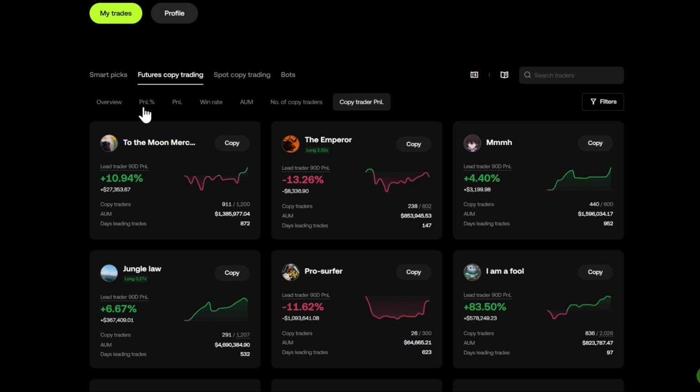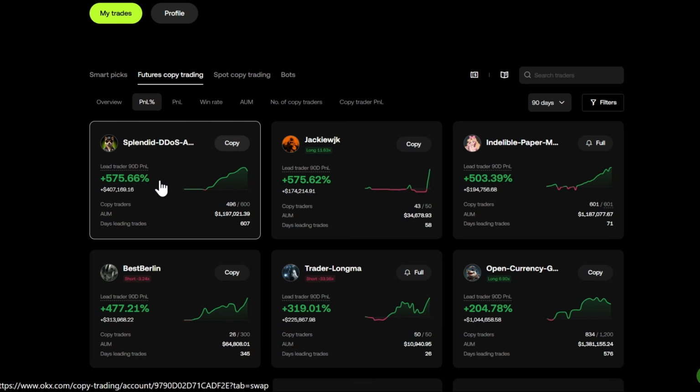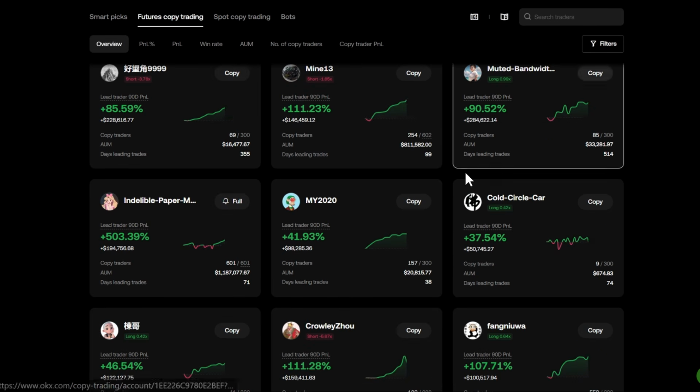Now here's a pro tip that most people don't know. Don't just sort by P&L percent and pick the top one. That's a rookie mistake that I see beginners make all the time. You want consistency across multiple metrics.